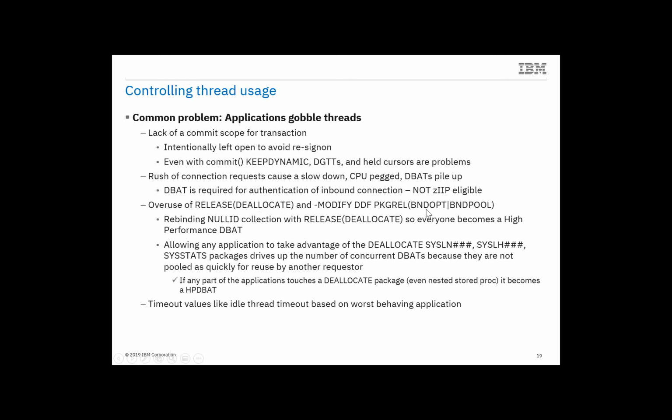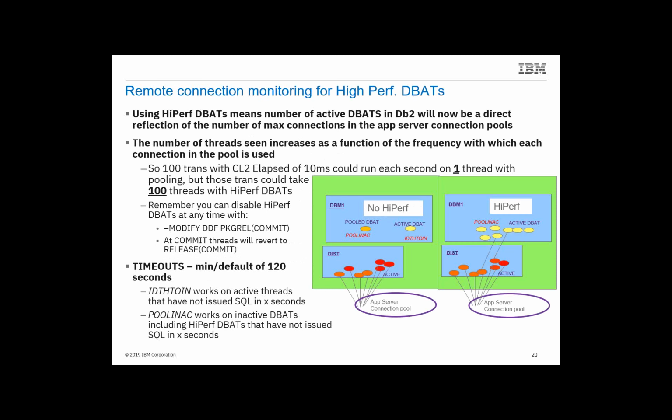Now, RELEASE(DEALLOCATE), the high performance DBATs, came out in version 10. We've seen 10, 15% CPU savings and up with the right applications using it. So you bind the package RELEASE(DEALLOCATE), and use a MODIFY DDF PKGREL command to enable it. So you turn that on and off with a command, so we've got a safety mechanism in there. But a lot of customers have turned this on across the board. So if you rebind the NULLID collection RELEASE(DEALLOCATE), every inbound dynamic SQL, including every stored procedure call, will be a high performance DBAT and will get a thread and keep a thread.